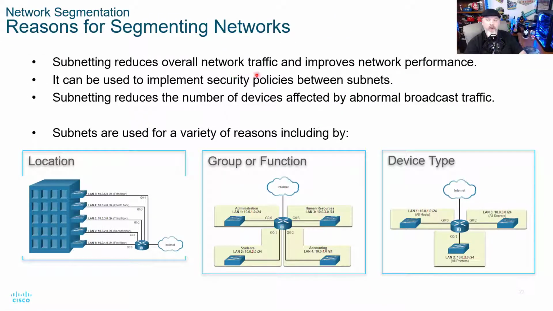Subnetting reduces overall network traffic. It improves network performance. It can be used to implement security policies between subnets. It reduces the number of devices affected by abnormal broadcast traffic. And some of the reasons might be location. We might want different levels of a building to have different subnets: 5th floor, 4th floor, 3rd floor. Groups or functions: we might have the sales department not being able to see the accounting department, or students not being able to see the administration or maybe the faculty area.